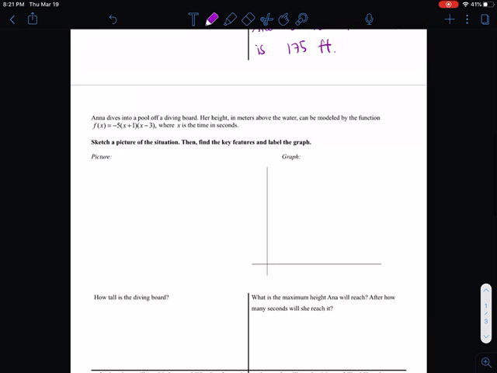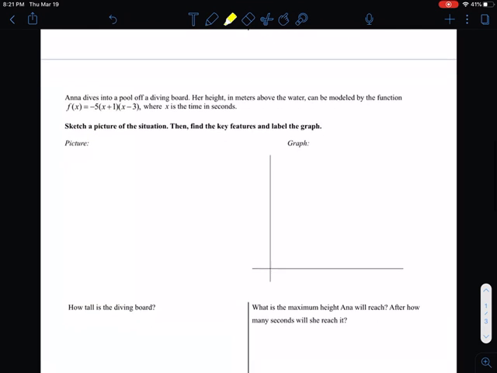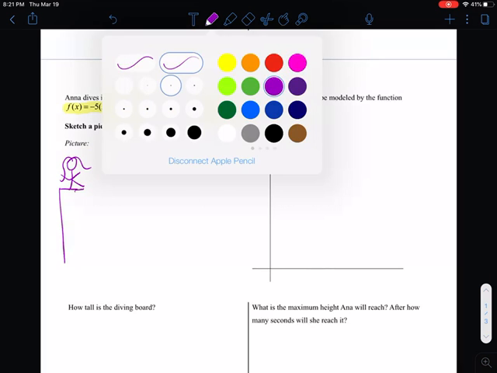So now let's look at one that's in Intercept form. Let's look at the scenario. Anna dives into a pool off a diving board. Her height can be modeled by the function f of x here, and x is the time in seconds. Okay, so let's once again draw a picture. We're going to have a diving board, so something like this. And here is Anna.